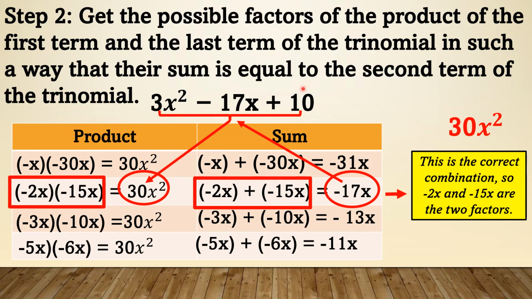Take note, since the product is positive and the sum is negative, the two factors must both have negative signs. So we have negative 2x and negative 15x.